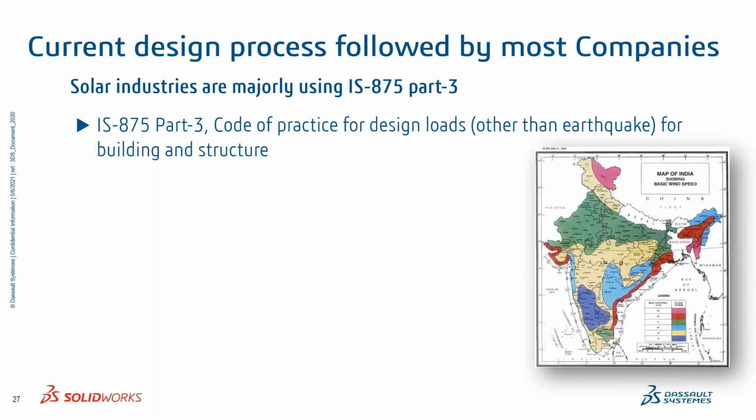And here is the small map which gives an idea of wind speed across India, in different regions of India. For example, some of the regions are having a wind speed of 33 meters per second, some regions of the country have 47 meters per second of velocity, and similarly they will be varying. Here I will be taking you through the different wind speeds, and we will calculate the strength of our structure based upon the different wind speeds.